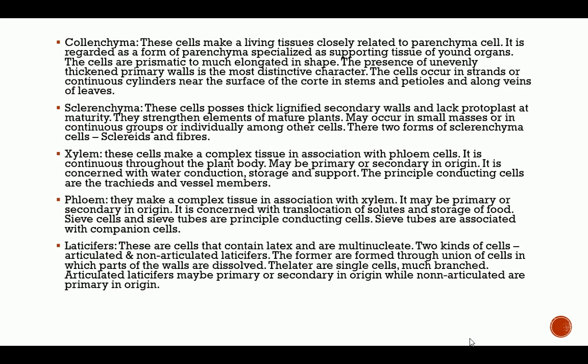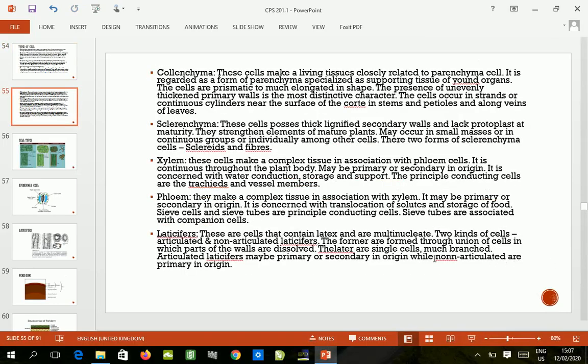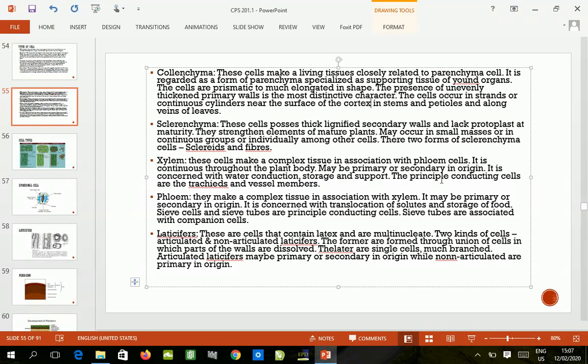We also have the collenchyma cells. These cells make a living tissue closely related to parenchyma cells. It is regarded as a form of parenchyma specialized as supportive tissue of young organs. The cells are prismatic to much elongated in shape. The presence of unevenly thickened primary walls is the most distinctive character. The cells occur in strands or continuous cylinders near the surface of the cortex, in stems and petioles and along veins of leaves.